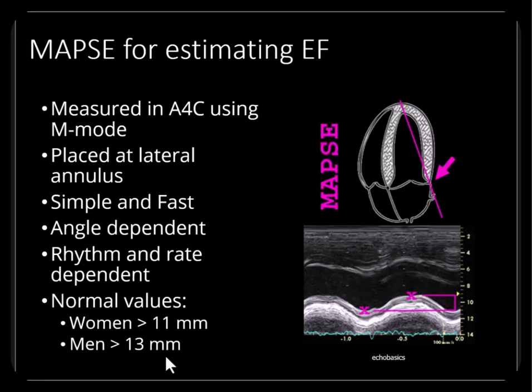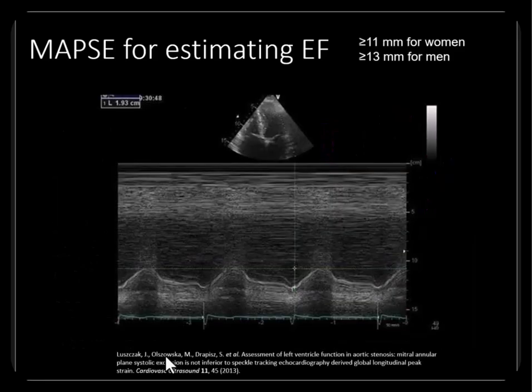Let's look at this MAPSE example. Here we have our M mode sampling through the lateral annulus. And in our tracing over time, we see nice sinusoidal up and down movement of that annulus. We measure our first caliper placed at the peak, and we'll place our second caliper down at the trough, and we're measuring that vertical distance. In this case, the vertical distance is well above the normal threshold for women and men. This is a normal MAPSE.